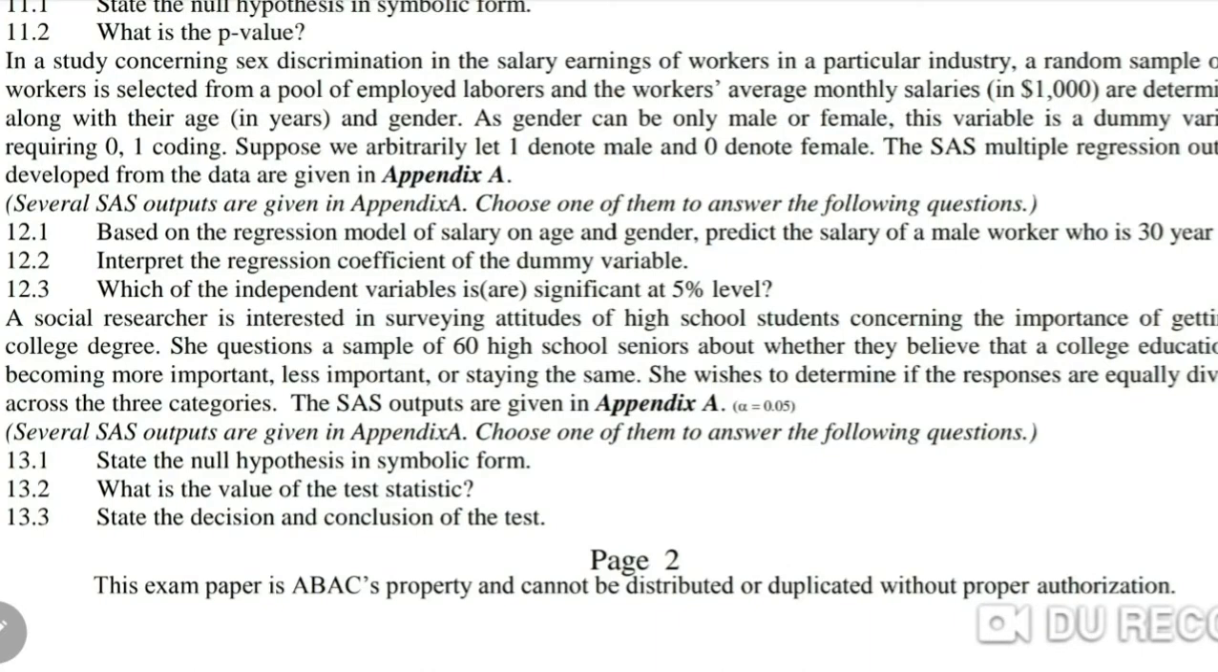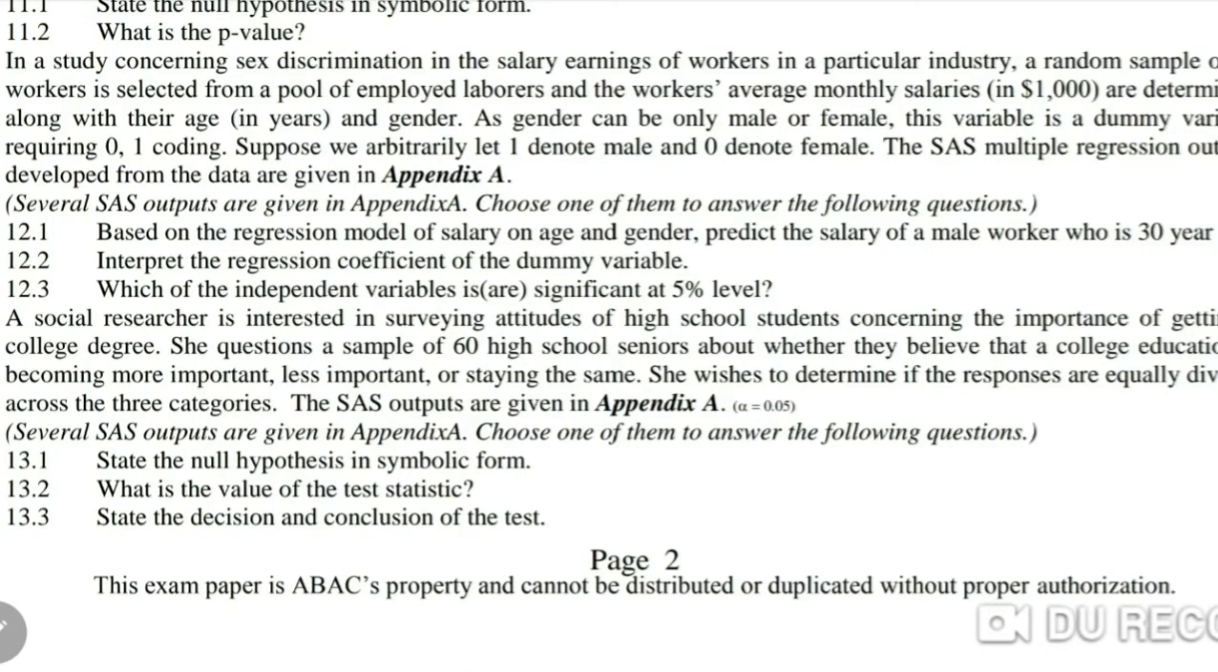And the workers' average monthly salaries in thousands of dollars are determined. One variable, the variable is monthly salary, measurement level, $1,000, ratio level. Along with their age, another variable is age. For each worker, there are two variables determined: average monthly salary and age in years.